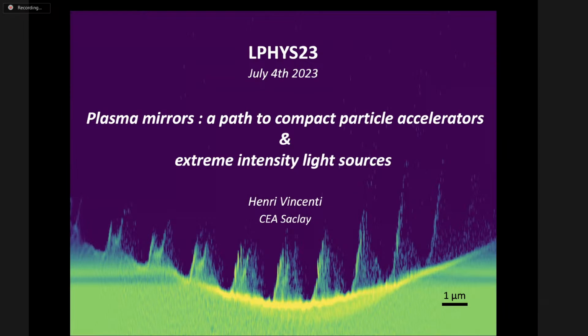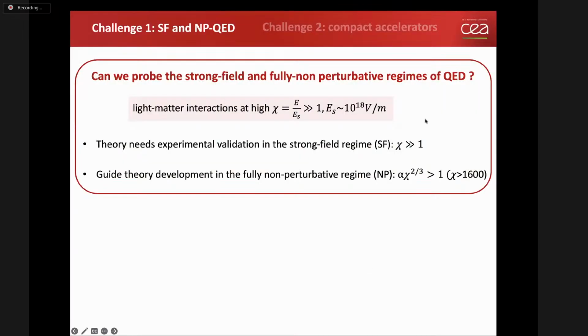25 minutes. Okay, so first I would like to thank the organizers for the nice invitation. Today I will discuss relativistic plasma mirrors, which are remarkable optical components that we are trying to use to solve two major challenges of high field science that I will briefly present in the context of my presentation. So the first challenge is the following.